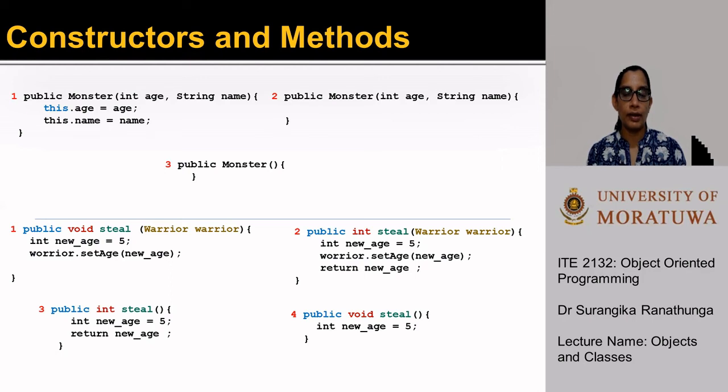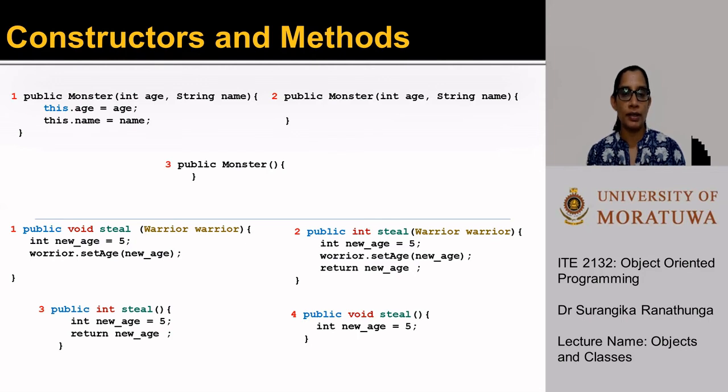So next we have the methods. These are different ways of defining methods. The first line of each method we call the method signature. As you can see, in the first method signature, we have public void steal, and within the parentheses, we have the parameter warrior, that is of type the Warrior class. The first part is called the access modifier. We will learn the different types of access modifiers later. The next part is the return type. In this one, we are not returning anything from this method, so we just say void.